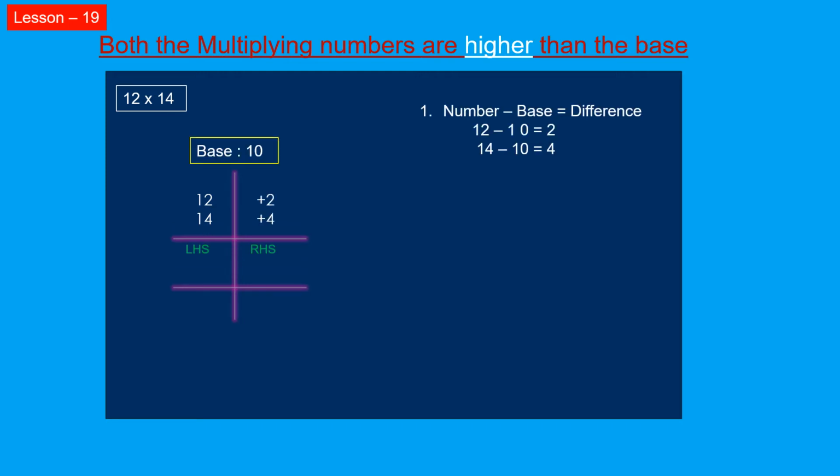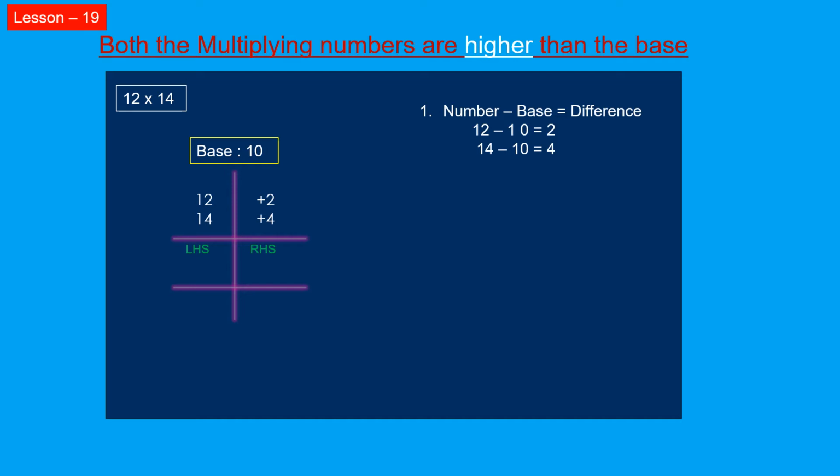After we identify our base as 10, we do number minus base equals difference. Our number is 12, our base is 10, 12 minus 10 equals 2. Write the difference 2 in front of the number 12 like this. And 14 minus 10 equals 4. Write the difference 4 in front of the number 14. That is your first step: you identify your base, then you do number minus base equals difference, and write the difference in front of the numbers.